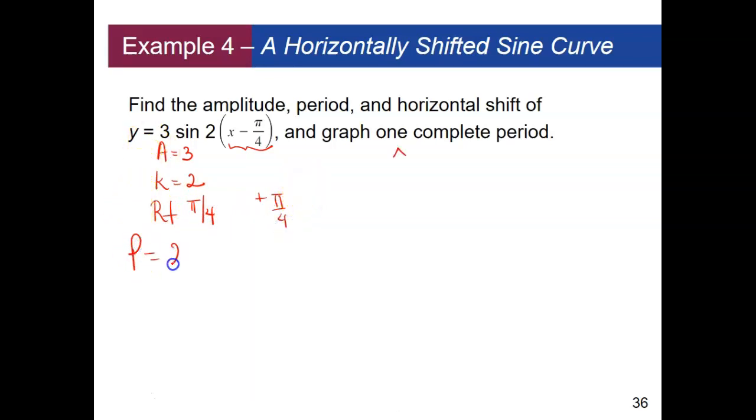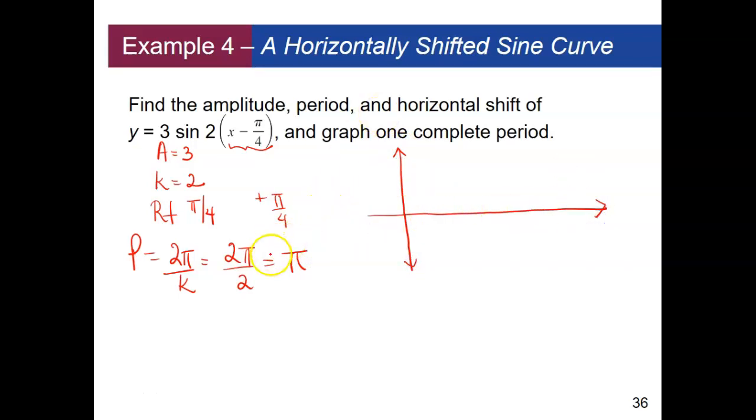So the period is 2 pi over k, so k is 2, so we end up with a period of pi. So if I look at the graph here, I have a period of 0 to pi. So what I typically do is divide this into 4 parts.